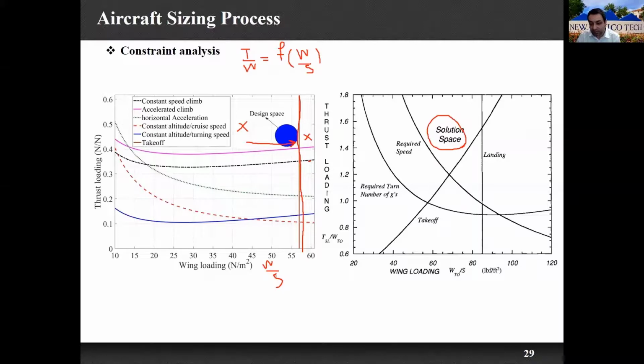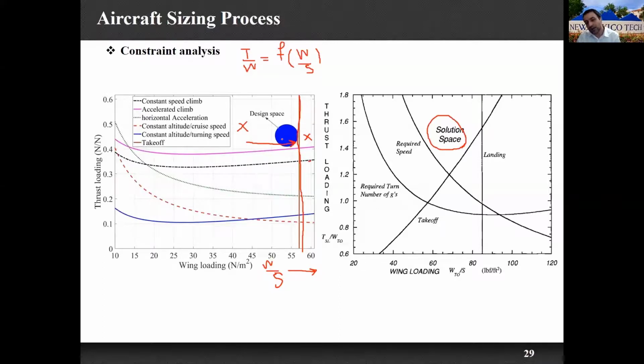Why? Because we want to increase the payload capability of our drone. We want to increase the weight as much as possible for a constant amount of surface. So once I'm increasing the wing loading, it means that I'm increasing the weight for a specified surface area. So it means that I'm increasing the payload capability of my airplane.